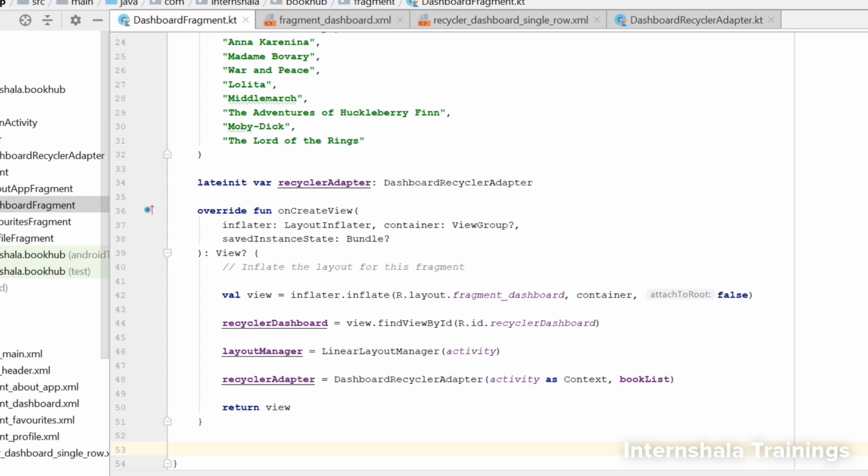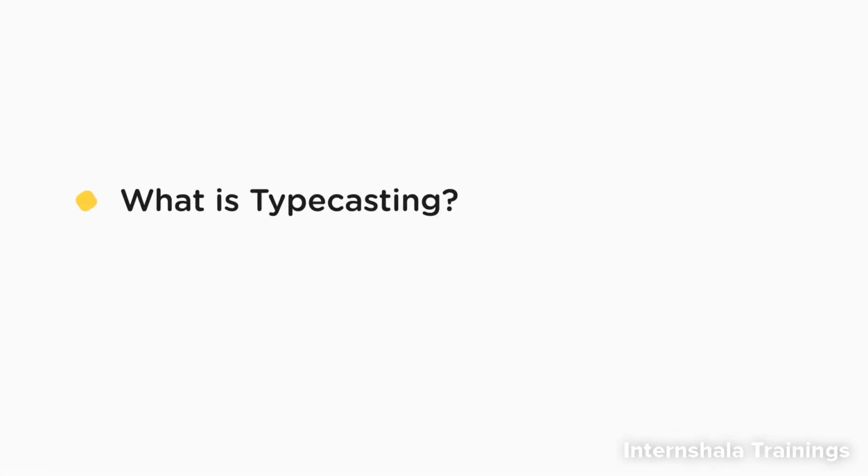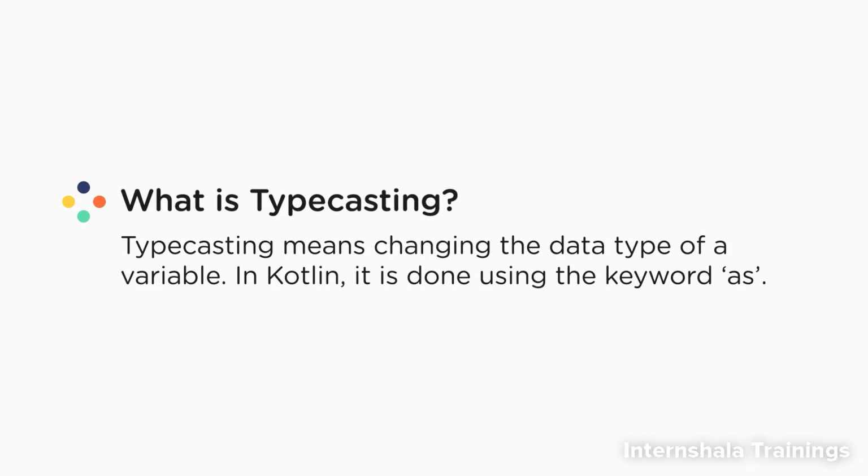Now, why have we used this keyword as for the context? This leads us to the concept of typecasting. Let's understand what this is. In computer science, typecasting means changing the data type of a variable. In Kotlin, this can be done using the keyword as. Usually, typecasting is done so that the functions that need to be performed on the variables can be performed properly.